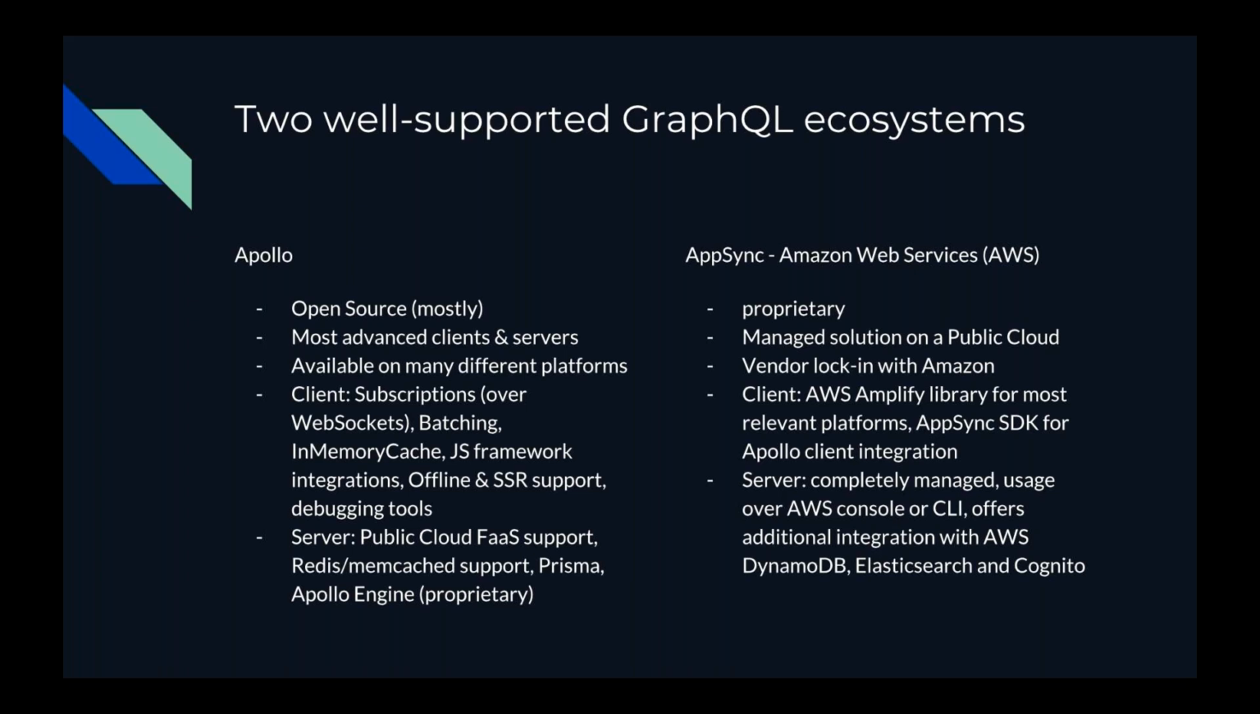Both implement the GraphQL specification, but Apollo is mostly open source. It has the most advanced GraphQL clients and servers. It's available on most platforms: web, Android, iOS, and Internet of Things devices, and it has a lot of features. A difference to REST is that you need to implement GraphQL on the server and on the client side, usually from the same vendor. But it offers a lot of features.